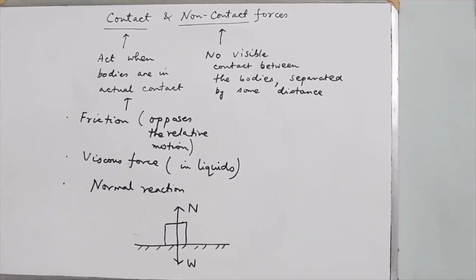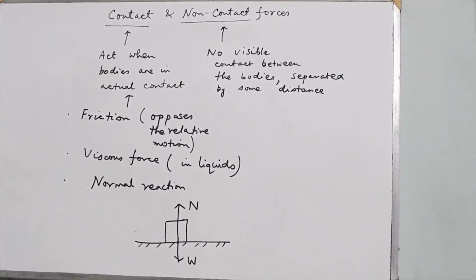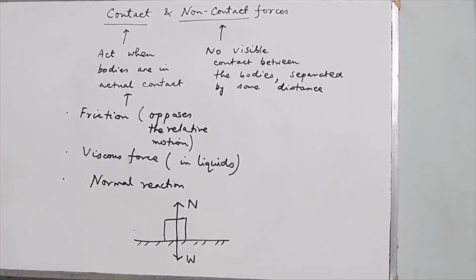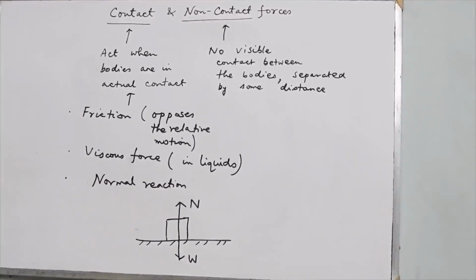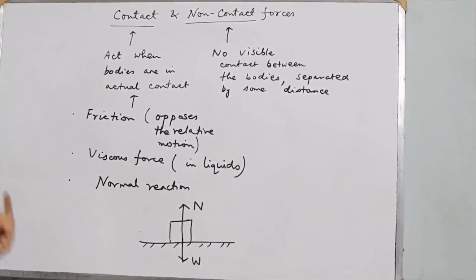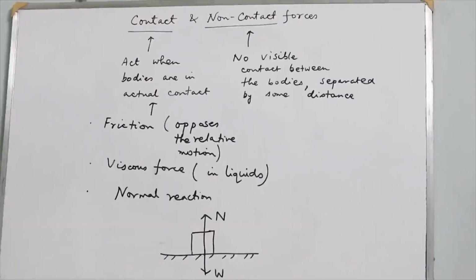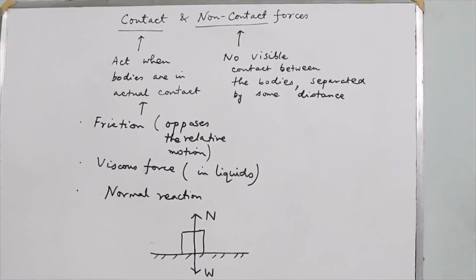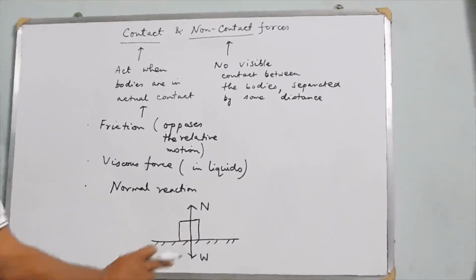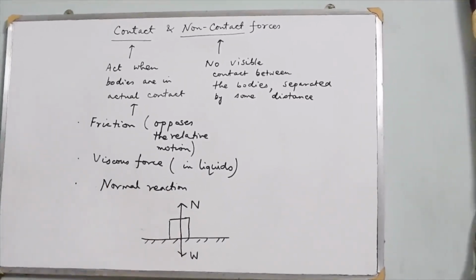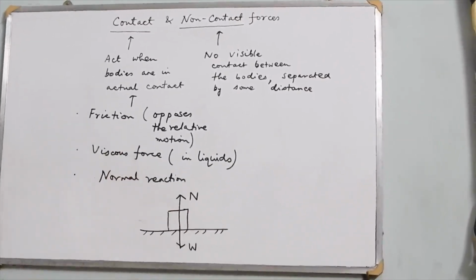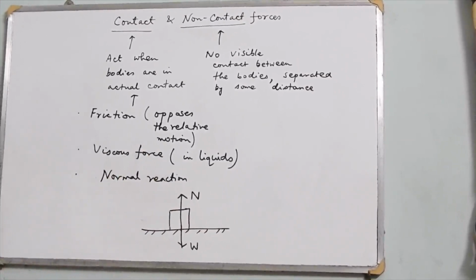Actually, this normal reaction and the weight counterbalancing each other form an action-reaction pair, and that we will come across in Newton's third law of motion. So this is a reaction force with respect to the weight of the body acting vertically downwards. If you call that weight the action, then the reaction force exerted by the floor on the body in the vertically upward direction is the normal reaction.